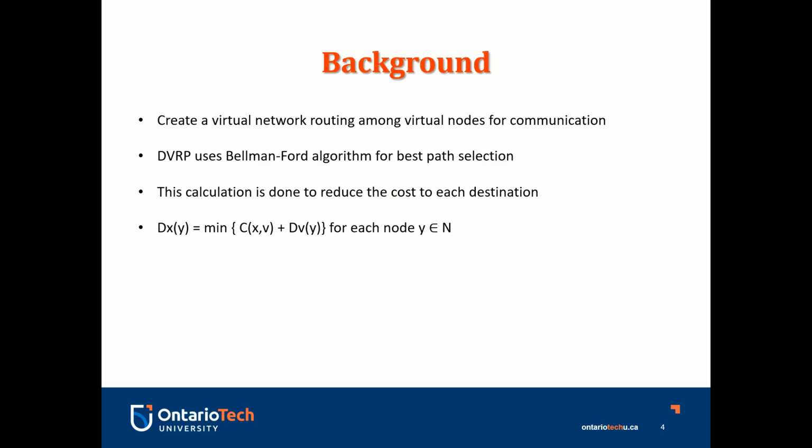In this routing protocol, when the routing packet is received by a router, it saves the recently received distance vector from its neighbors. It recalculates the distance when it finds that a neighboring link is cut off. So this calculation is done to reduce the cost to each destination. As you can see on the screen, this is the equation for the Bellman-Ford algorithm where the distance is calculated, where D stands for the distance and C is the cost, and X and Y are the neighbors.